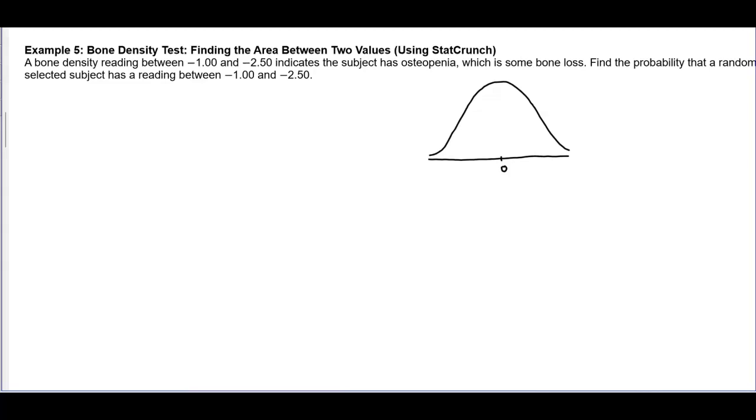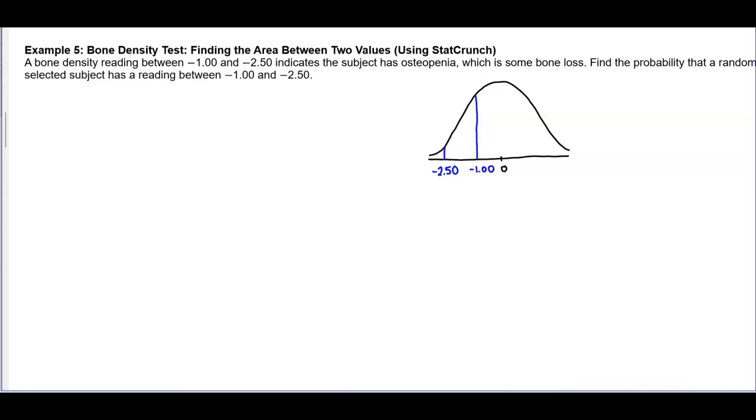So there's one reading that is -1.00. And then there's another reading that is -2.50. So let's go ahead and locate those on the bell curve. All the way on the far left, we see that -2.5 is further left than the value of -1.00.